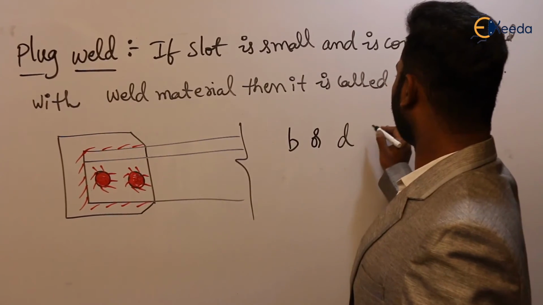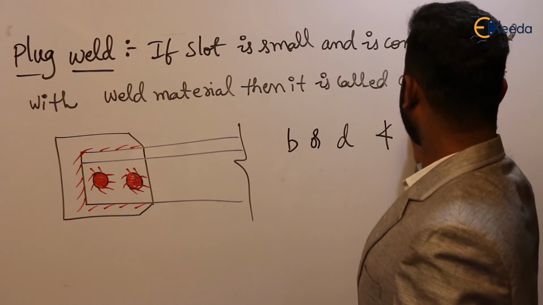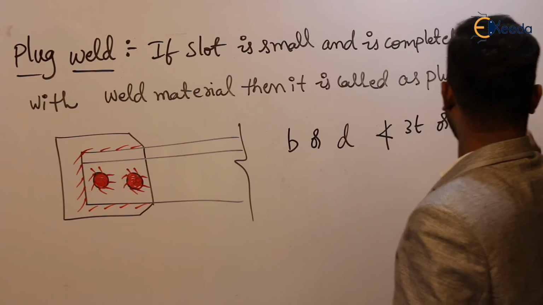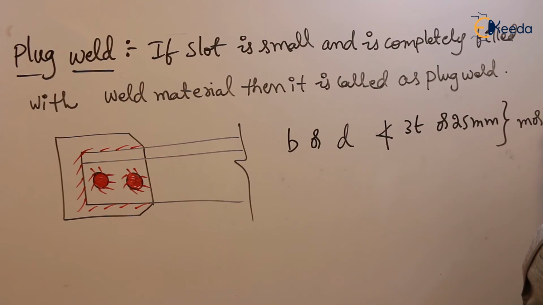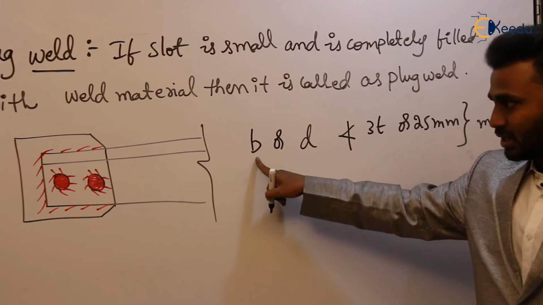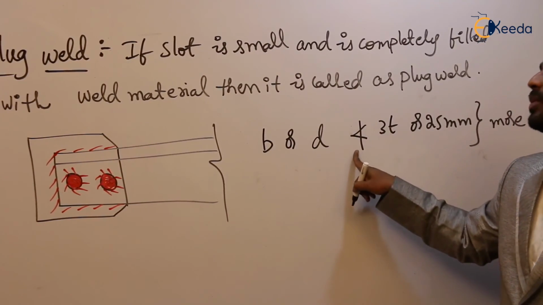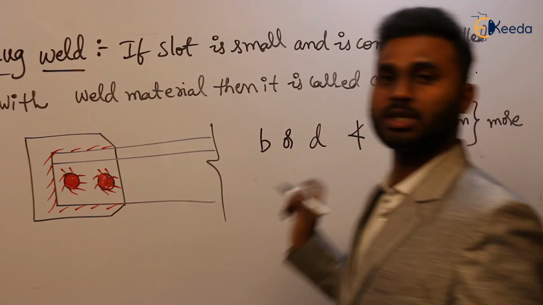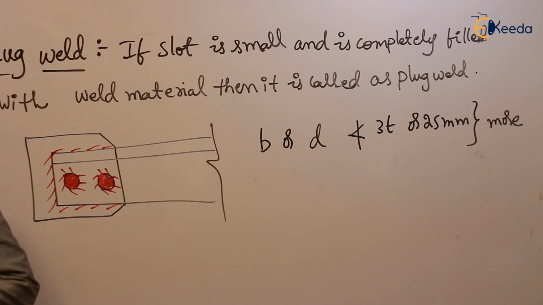B or D should not be less than 3T or 25 mm, whichever is more. Out of these two, we have to consider the more. So always this width of the slot or dia of the slot should be greater than 3T or 25 mm. So that is the provision regarding plug and slot weld. That's it. As I said, rest everything is same.